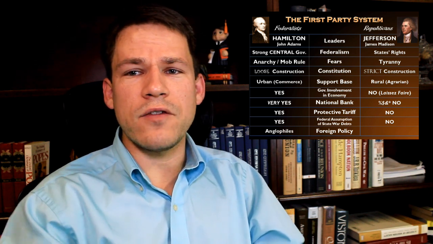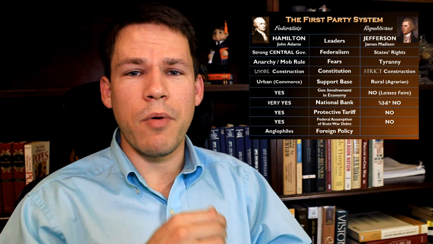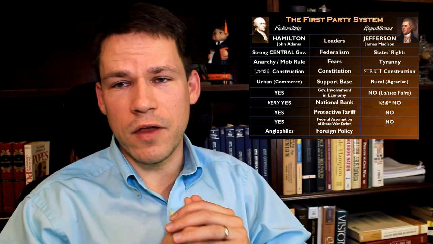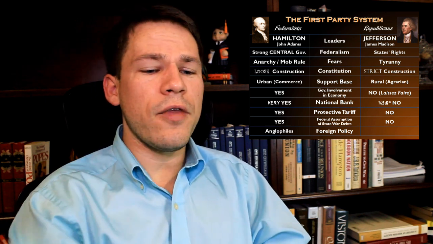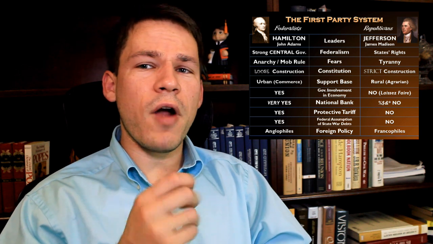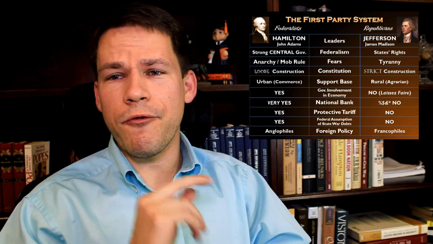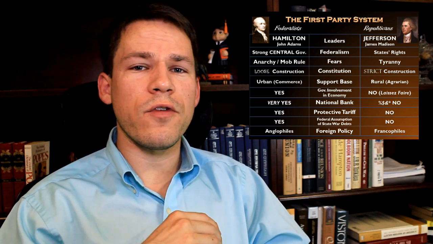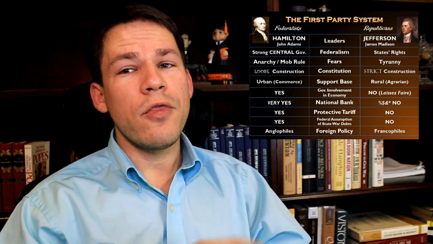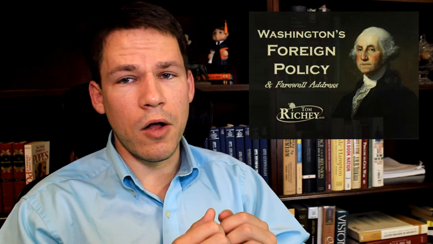And then finally, in their foreign policy, the Hamiltonians are Anglophiles. They believe that England should be our trading partner, should be our ally to the extent that we should have one at all. And the Jeffersonians tend to be Francophiles, that they side with the French. The Jeffersonians are going to be more supportive of the French Revolution than the Hamiltonians are. If you want to see more on that, take a look at my video on Washington's foreign policy, where it goes into these conflicts between the Jeffersonians and the Hamiltonians, specifically regarding foreign policy.